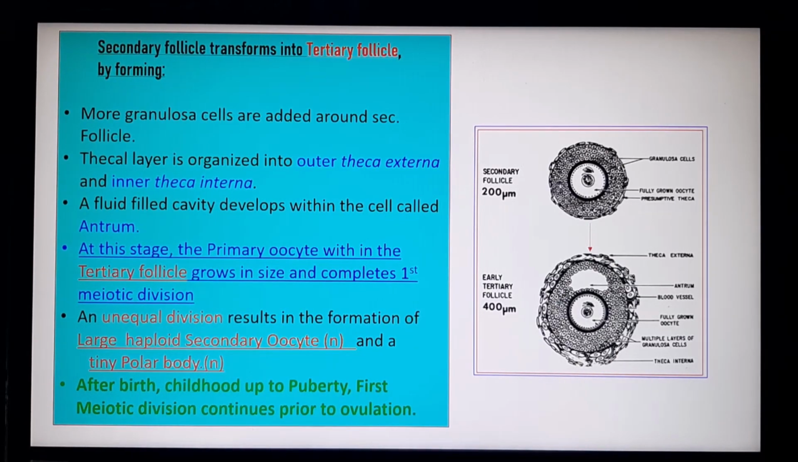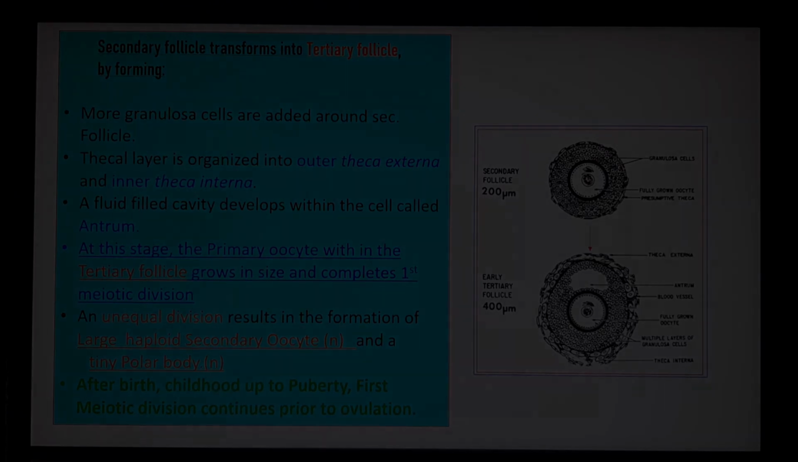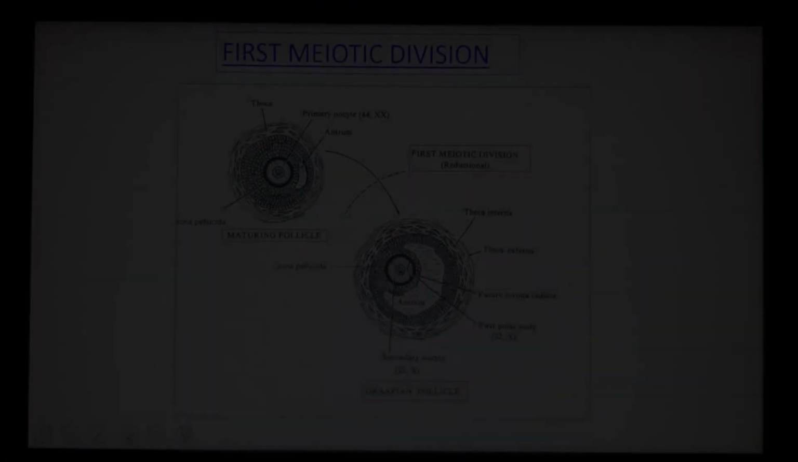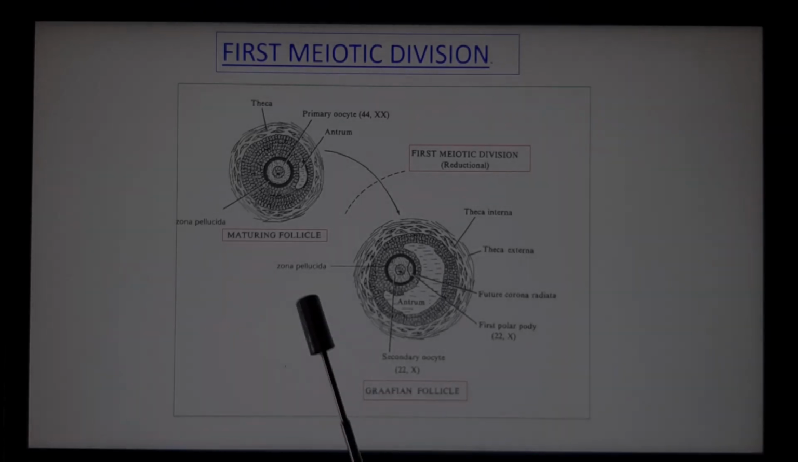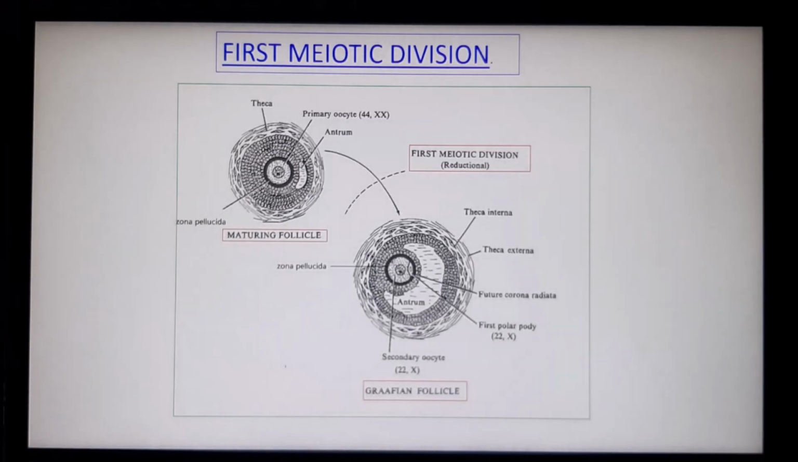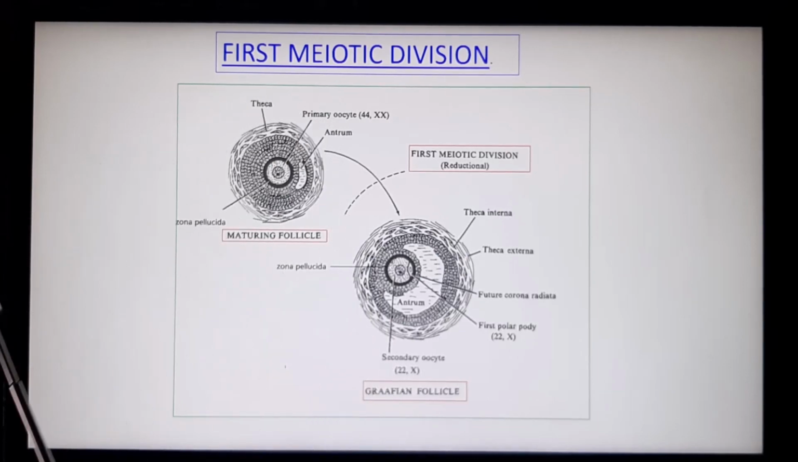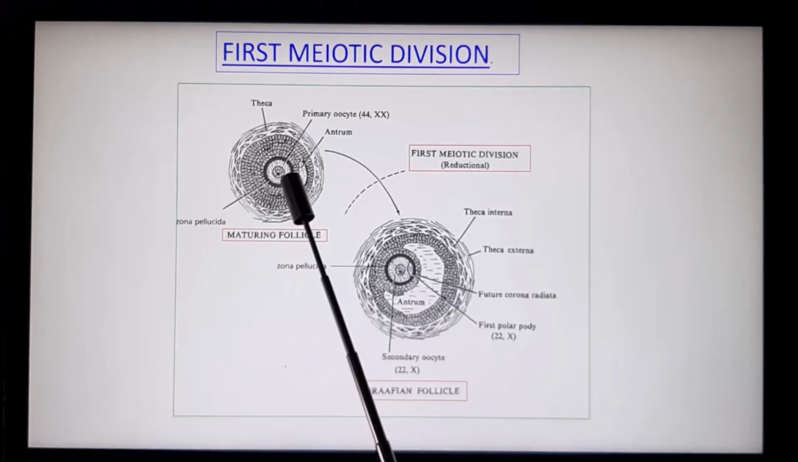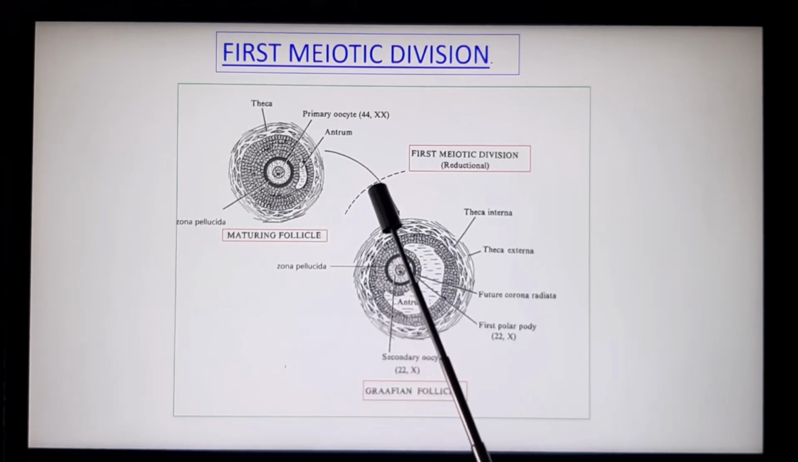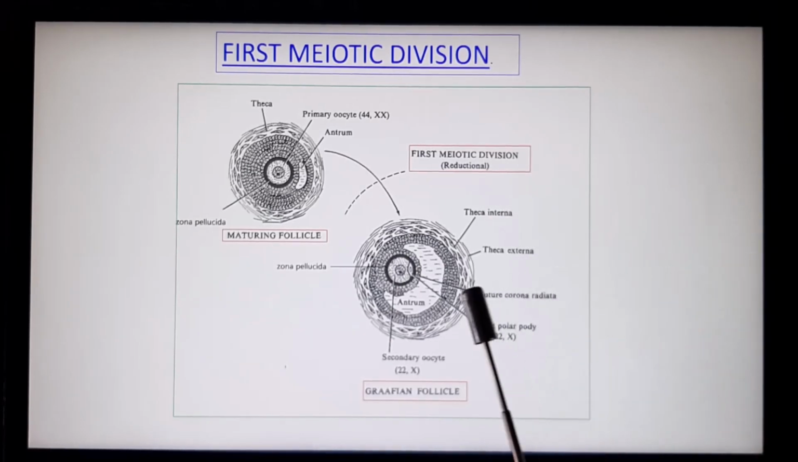After the birth, childhood, up to puberty, the first meiotic division continues prior to ovulation. Now you can see the pictorial representation, that is the maturing follicle, the tertiary follicle. The thecal layers are developed there. The primary oocyte is also, we can see here, the cavity antrum. It undergoes the first meiotic division, the reductional division. A polar body is forming and the secondary oocyte is forming.